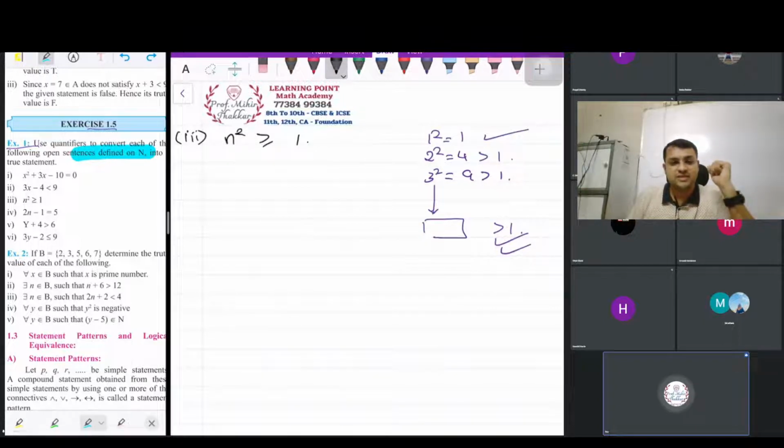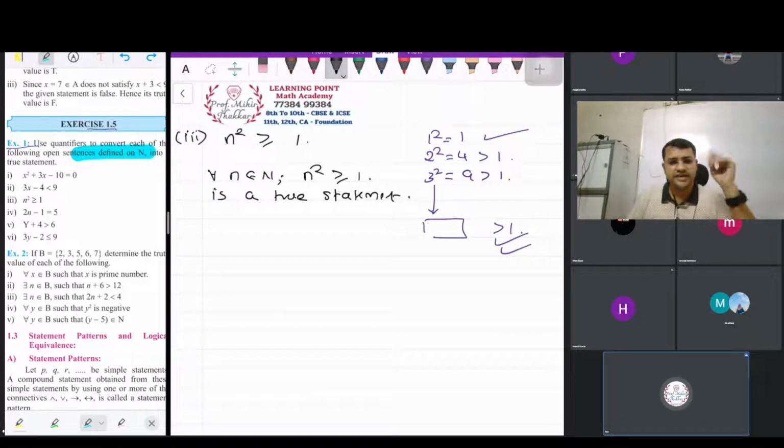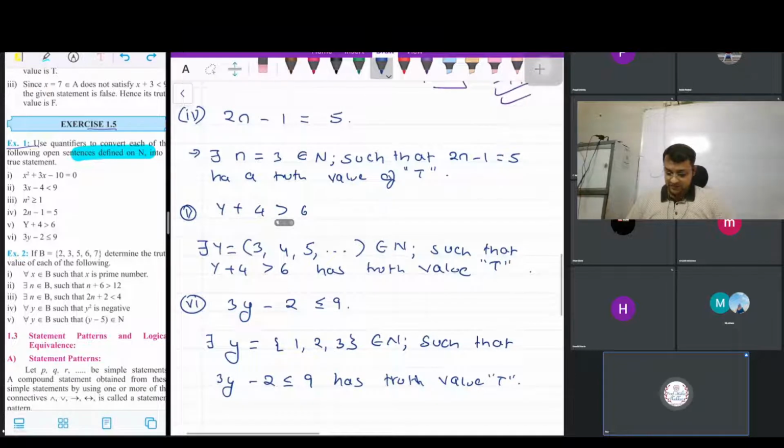So how do we write the statement over here? I will say for all n belonging to natural numbers, n square is greater than or equal to 1 is a true statement. As simple as that. Nothing very hi-fi in this. It's a very easy sum. Alright. So guys, these are the answers for the 4th, 5th and 6th. Everybody can just check your answers, whether you are also getting the same answers. They are quite simple actually.